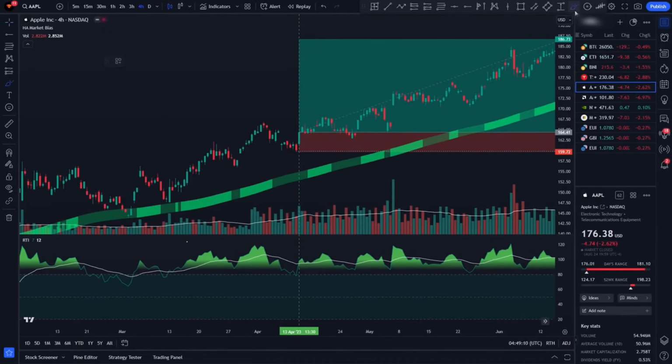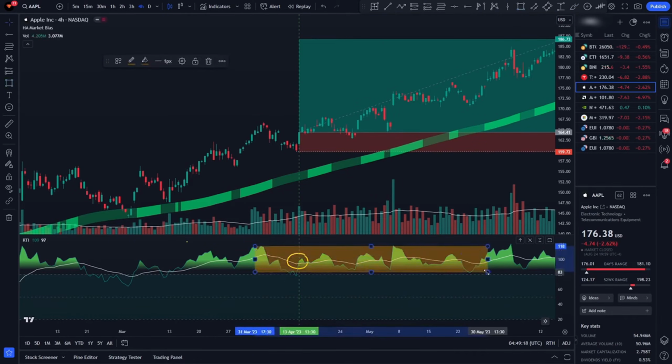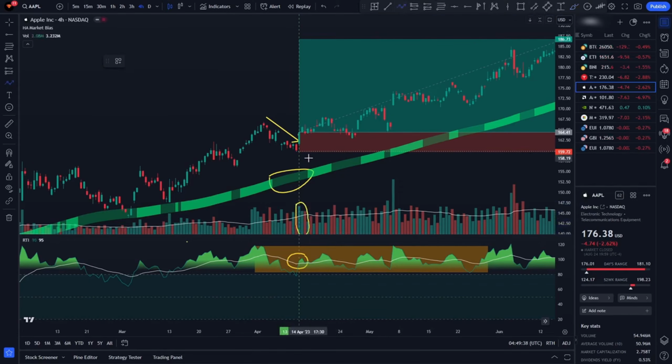Let's see this example. First, we need to make sure the RTI crosses over the moving average, and the RTI also needs to be in the overbought zone. Second, we want the market bias trend ribbon to be dark, which means the price is currently pulling back. And if we buy at this point, it means we can enter our trade at a discount price. Finally, we need to make sure the volume is green and also above the moving average, which means there is enough buy momentum to keep raising the price.